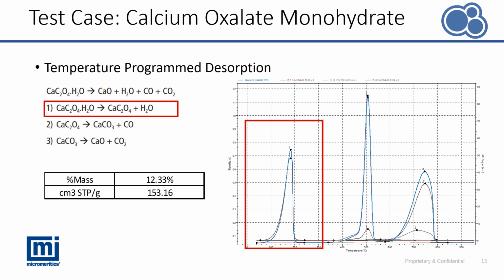The mass loss in the first step can be determined by comparing the mass of water to the total mass of calcium oxalate monohydrate. It is expected that about 12.33% would be removed. This value converted to quantities of water as a water vapor is 153.16 centimeter cubed per gram of material.